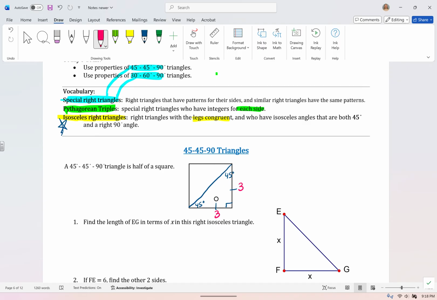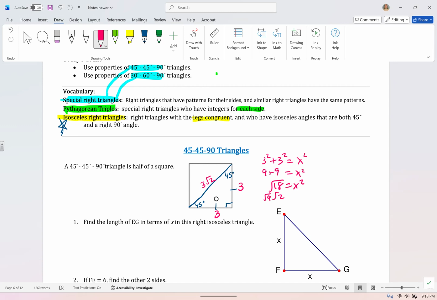Pretend that these two sides are 3. We don't know they are, I'm just saying pretend they are. What would the hypotenuse be? Well, 3 squared plus 3 squared equals x squared. That'd be 9 and 9, so 18 equals x squared. That means the hypotenuse is the square root of 9 times the square root of 2, or 3 root 2.